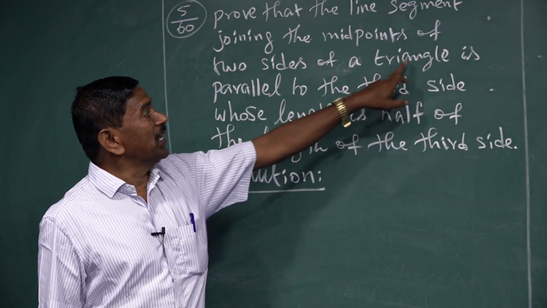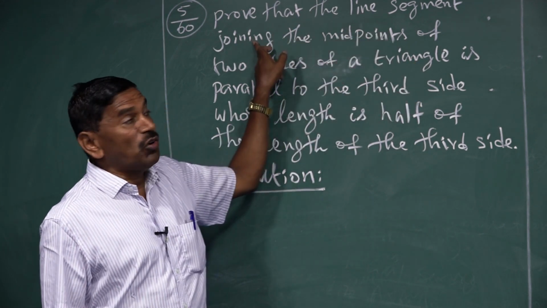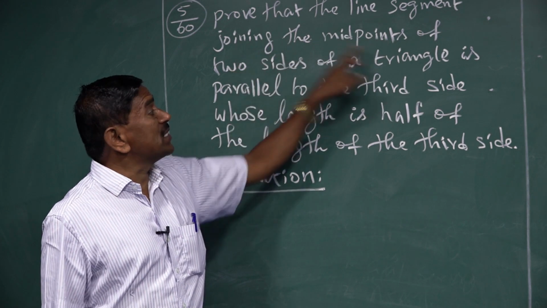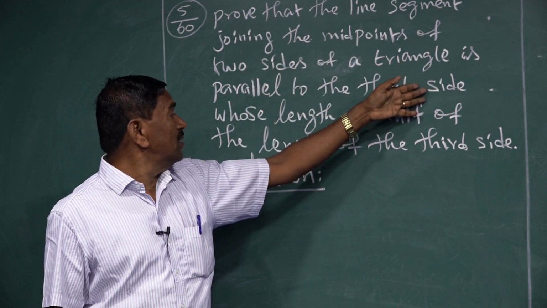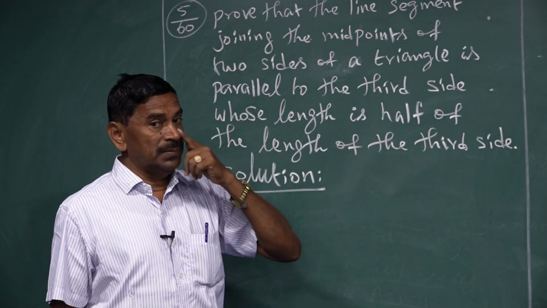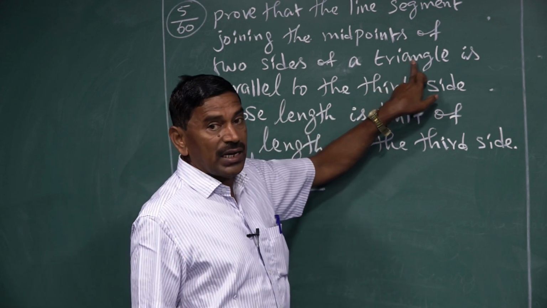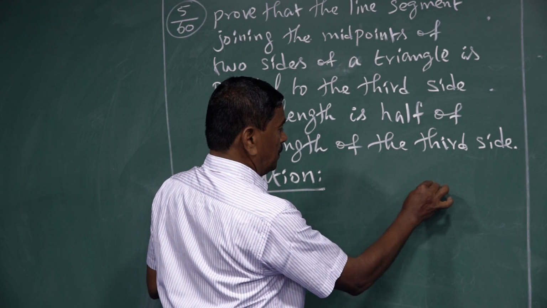Listen again. Here the given keyword is a triangle. Prove that the line segment joining midpoints of two sides of a triangle is parallel to the third side, whose length is half of the length of the third side. Okay. First keyword is a triangle. Let us draw the triangle first.